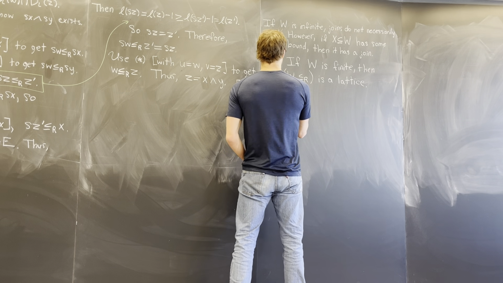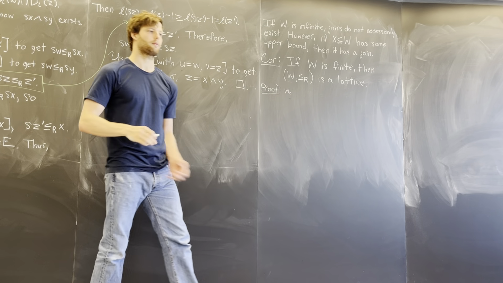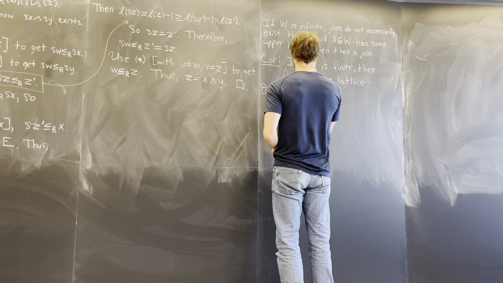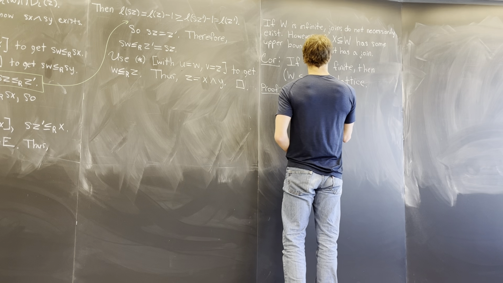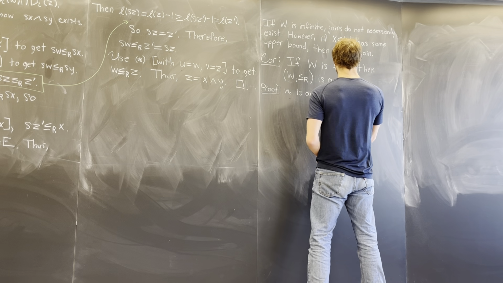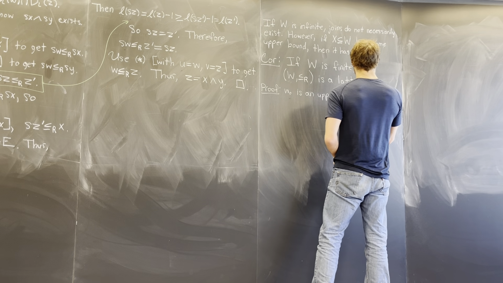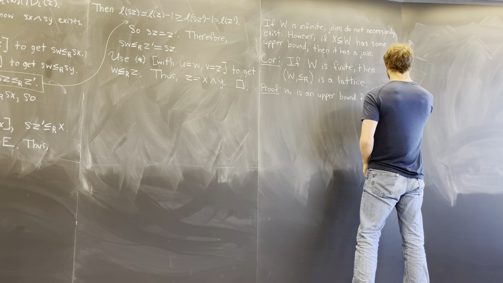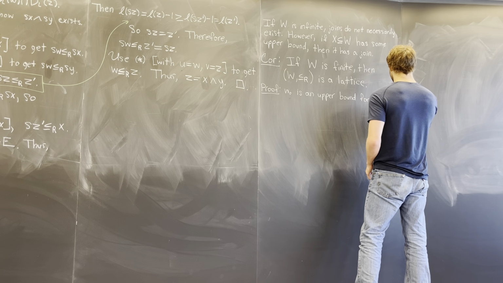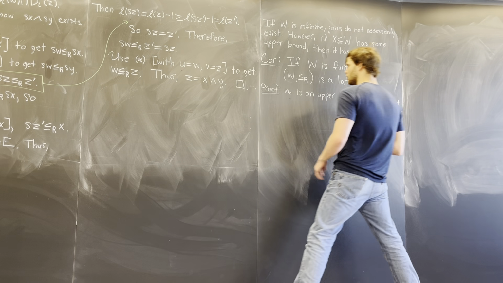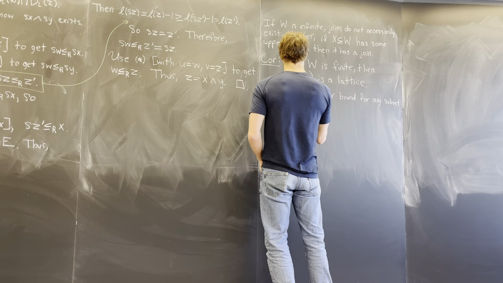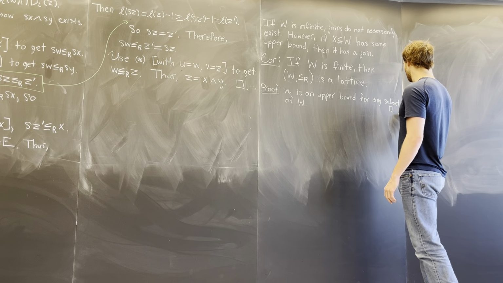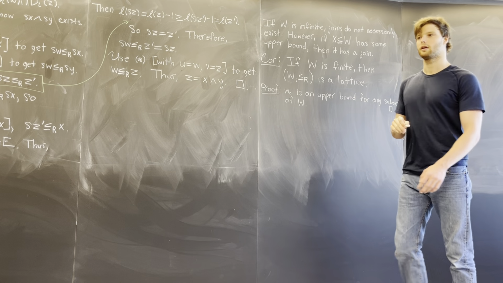And this is just because W naught, the long element of a finite Coxeter group, is an upper bound for any subset of W. Okay.